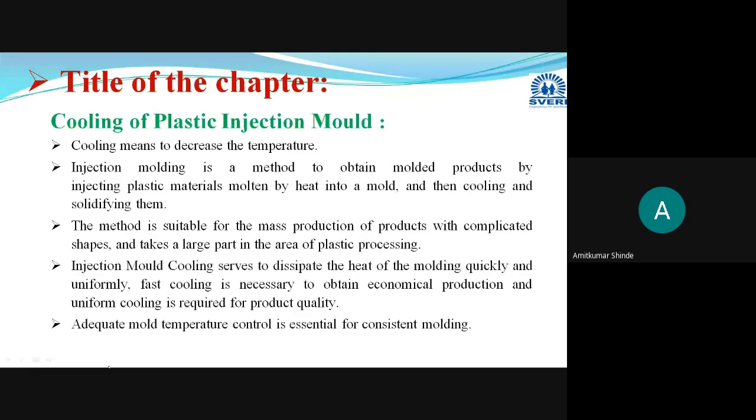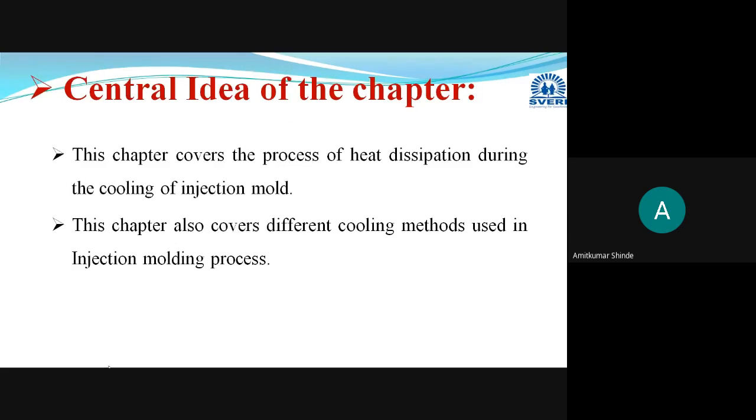Okay, so this is the title, related to the title of the chapter. Then the central idea of this chapter. In this chapter, we are going to cover how to calculate the heat dissipation or heat removed. Okay, we are doing the cooling, then heat will be removed from that mold, by the different cooling mediums. Generally we are using water.